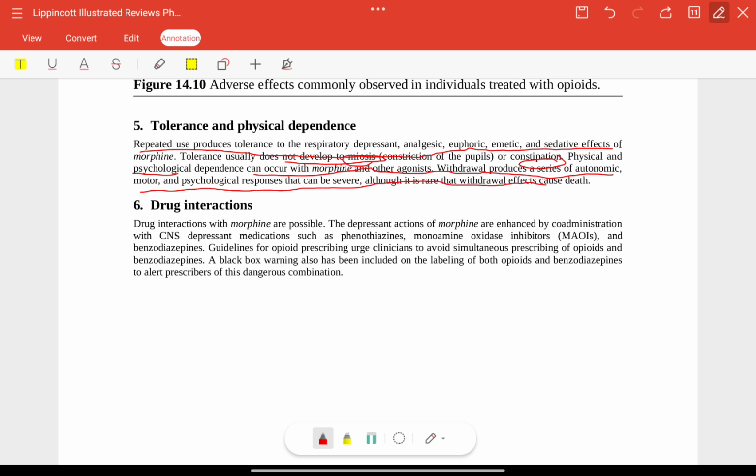Now, drug interactions. Drug interactions are possible with CNS depressant drugs such as phenothiazines, MAO inhibitors, and benzodiazepines.